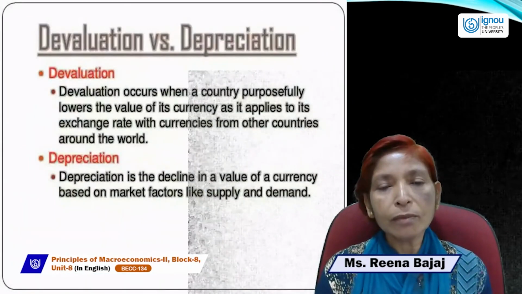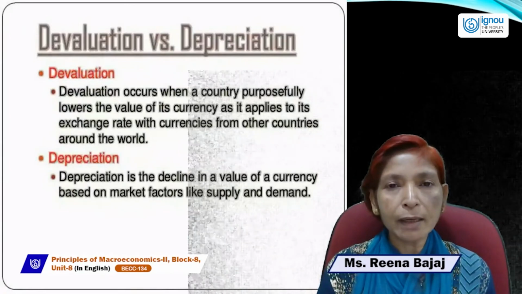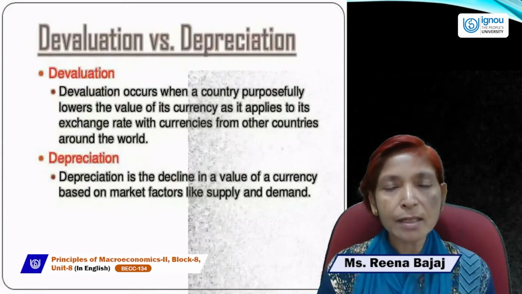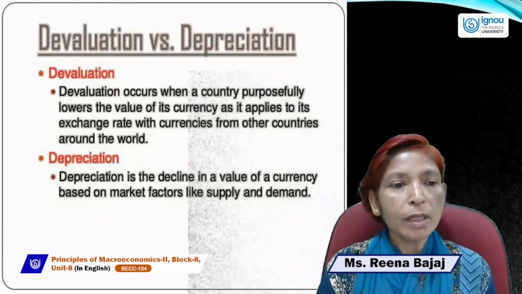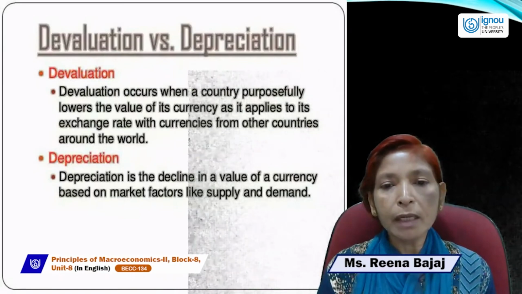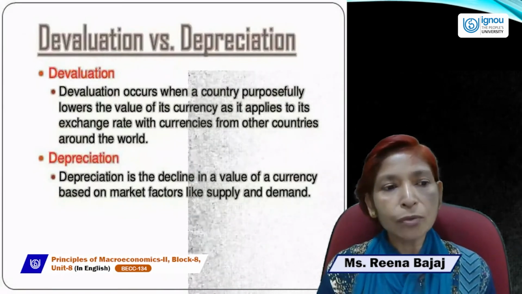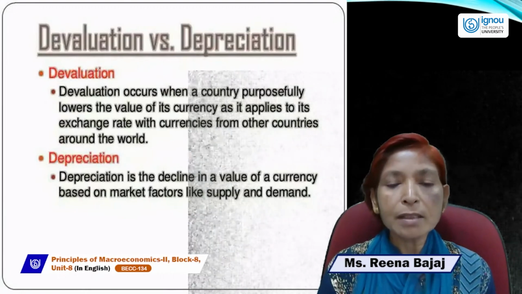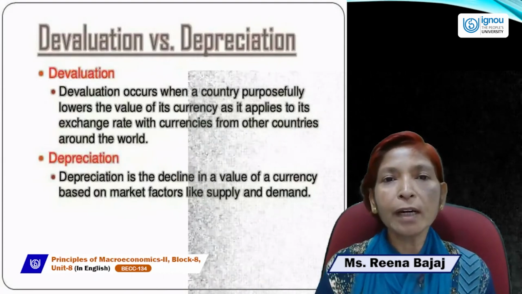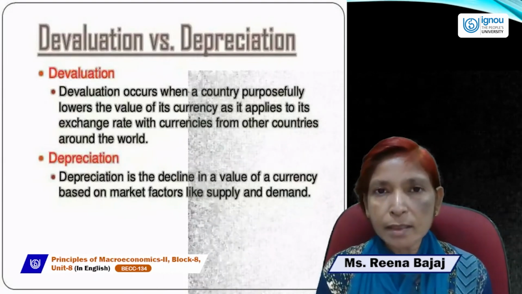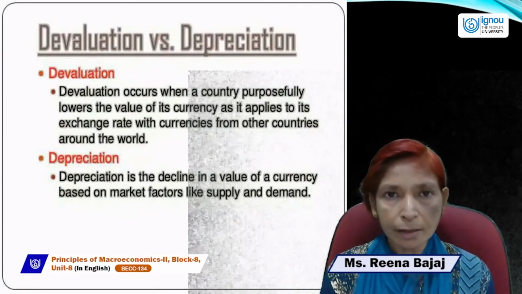Next is devaluation versus depreciation. What is devaluation? As you know, there are two types of exchange rate systems. One is the fixed exchange rate system, another is the flexible or floating exchange rate system. So devaluation occurs when a country purposefully lowers the value of its currency as it applies to its exchange rate with currencies from other countries around the world. So if we are taking the fixed exchange rate system, then the currency devaluation concept will occur.